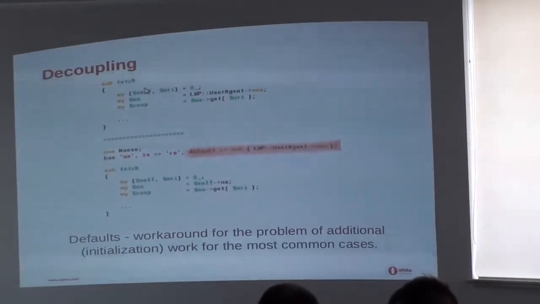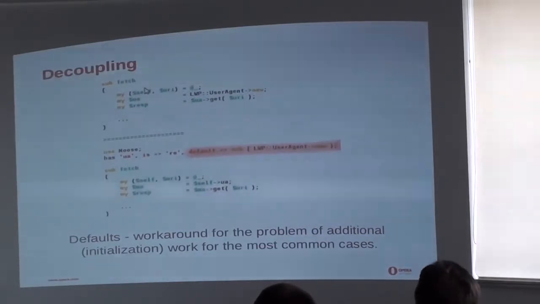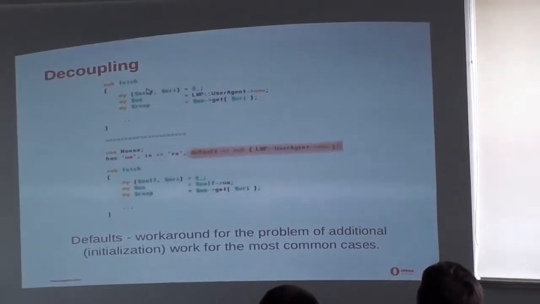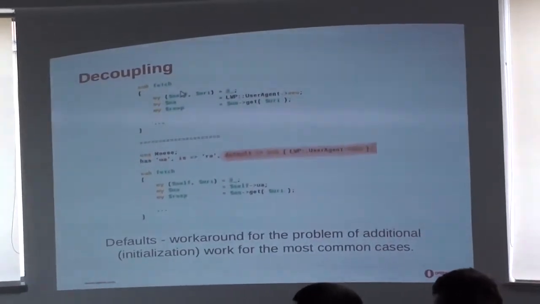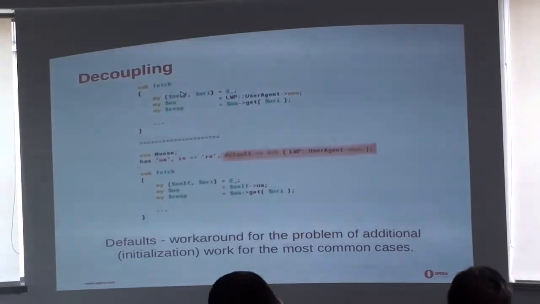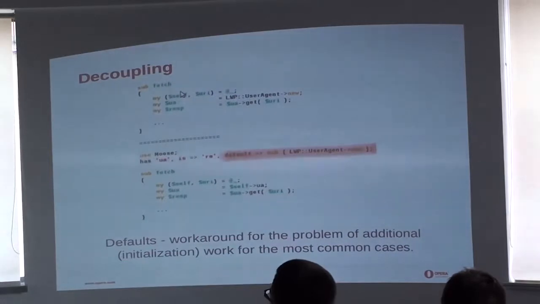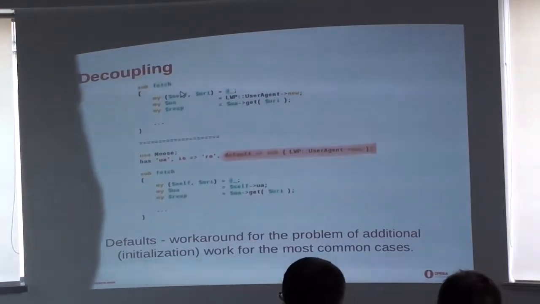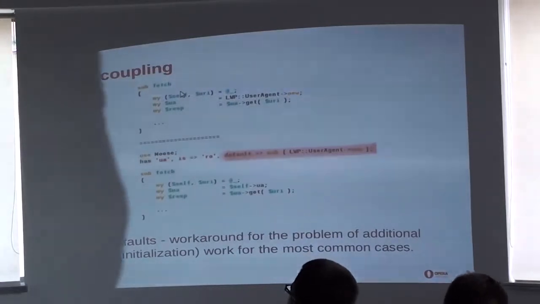So this is a workaround for this. You just use a default. Defaults are something that is a compromise. So the default might be a magic constant. In the default, you use the magic constant, so most of the users are happy. They don't need to call LWP user agent new. So for them, they don't have this additional work. But the people that do need to change this user agent, they still can do this.